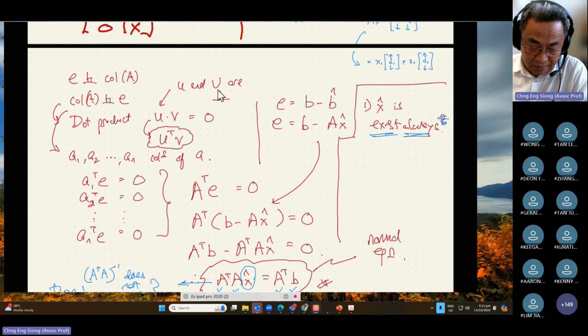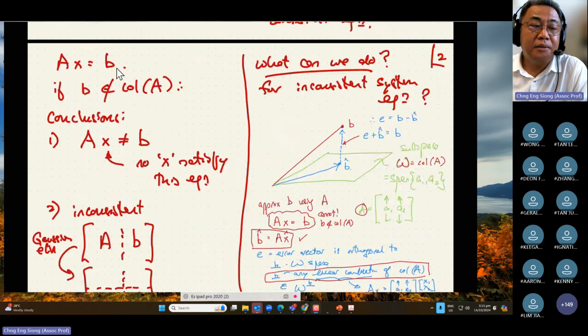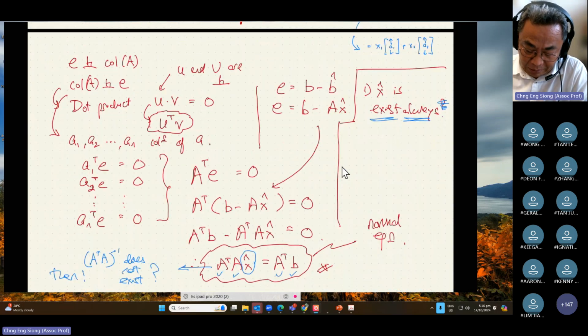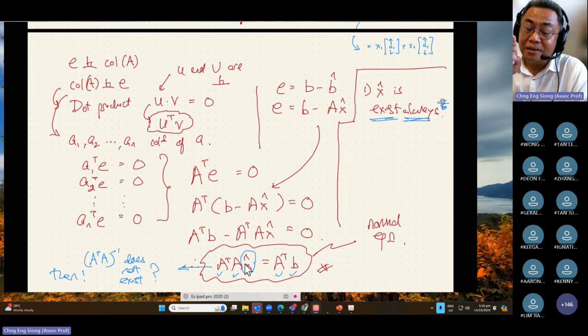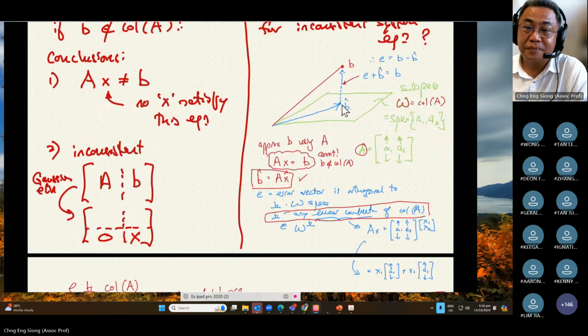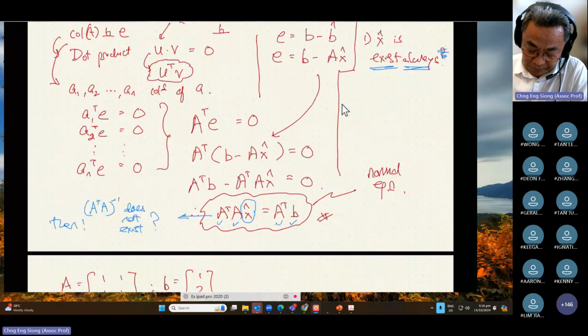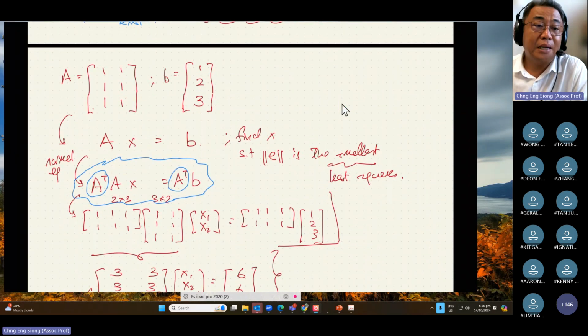In the previous case, B is not in the column space of A. X can never be found. All we can do is get B hat. But by pre-multiplying with A transpose, we now can find an X hat, because X hat will land our vector A X hat onto exactly here. Okay? All right. So then I give you two examples.